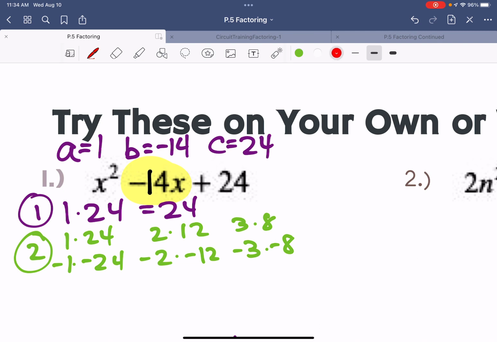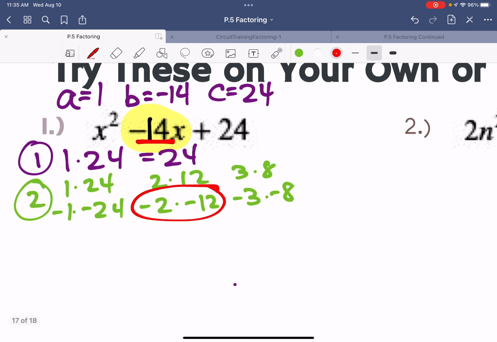So let's see if we found one of these factors that will add to the middle term, or the B value, of negative 14. Looking at those, it is going to be negative 2 and negative 12, because when you add those together, you get negative 14.